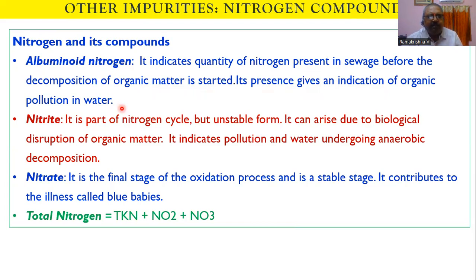Nitrite is unstable and nitrate is the more stable. Nitrites can arise due to biological disruption of organic matter. It indicates pollution, and that the water or wastewater is still undergoing anaerobic decomposition and stabilization has not started yet. Nitrate is the final stage of the oxidation process. It contributes to an illness called blue baby syndrome. Total nitrogen we call total Kjeldahl nitrogen plus nitrite plus nitrate.